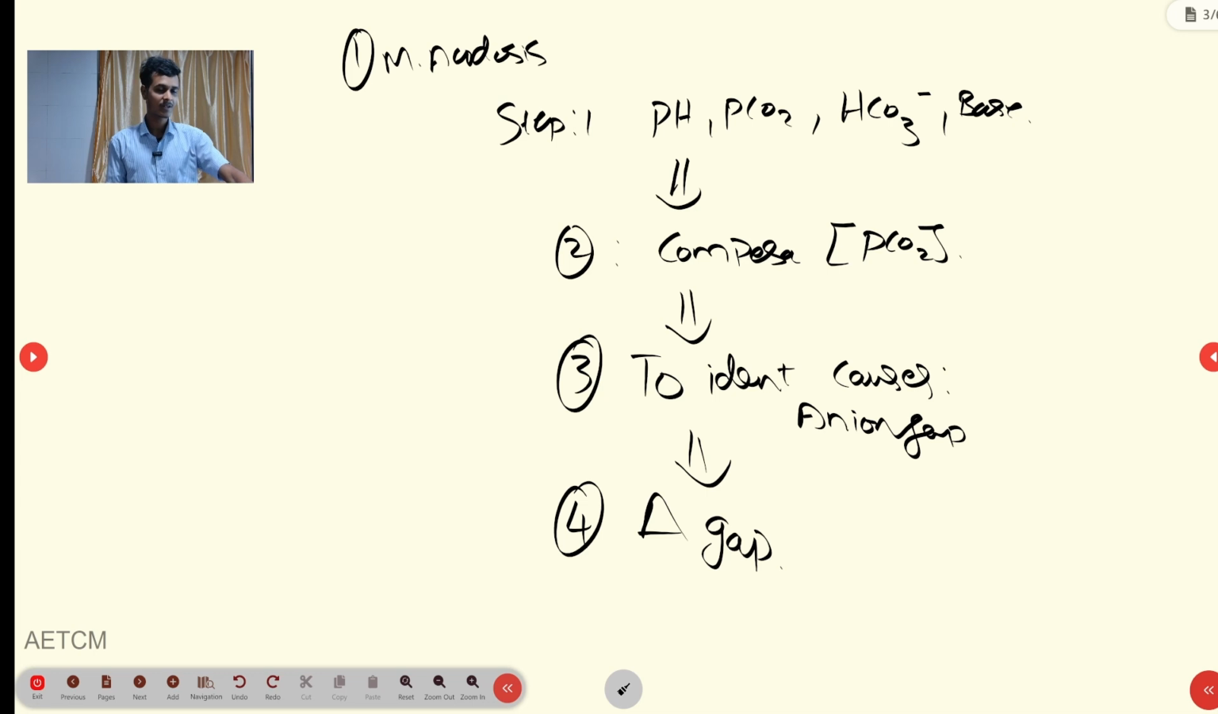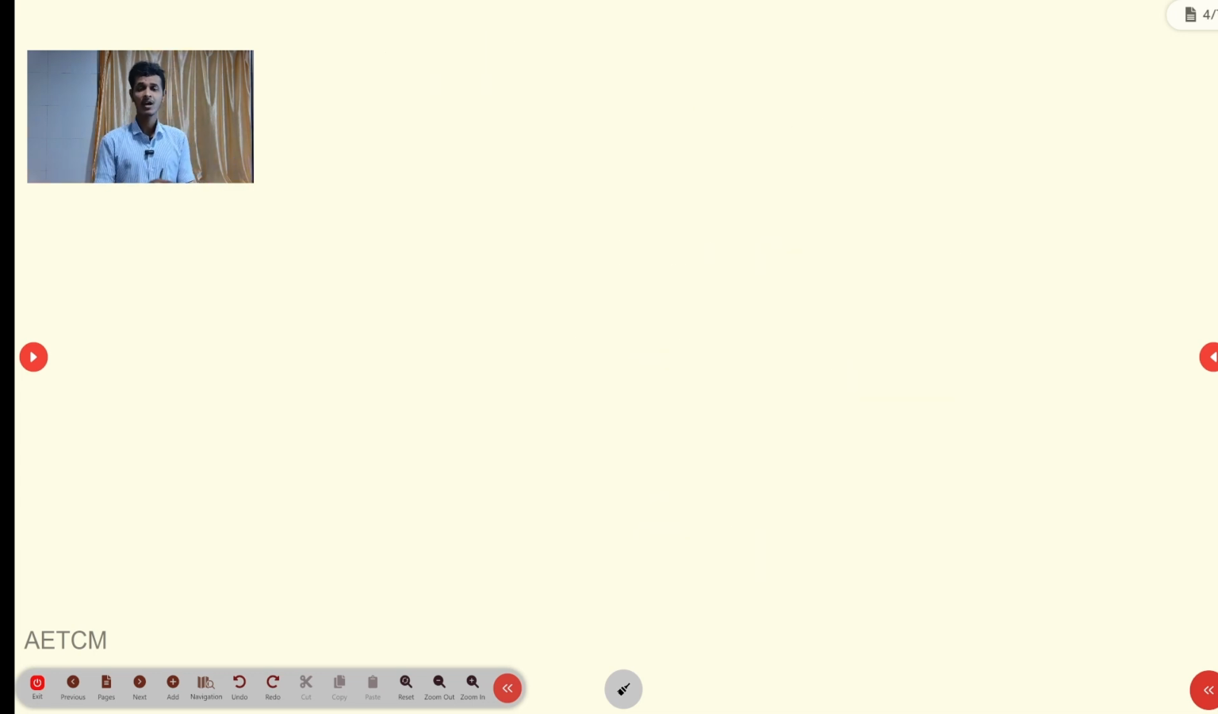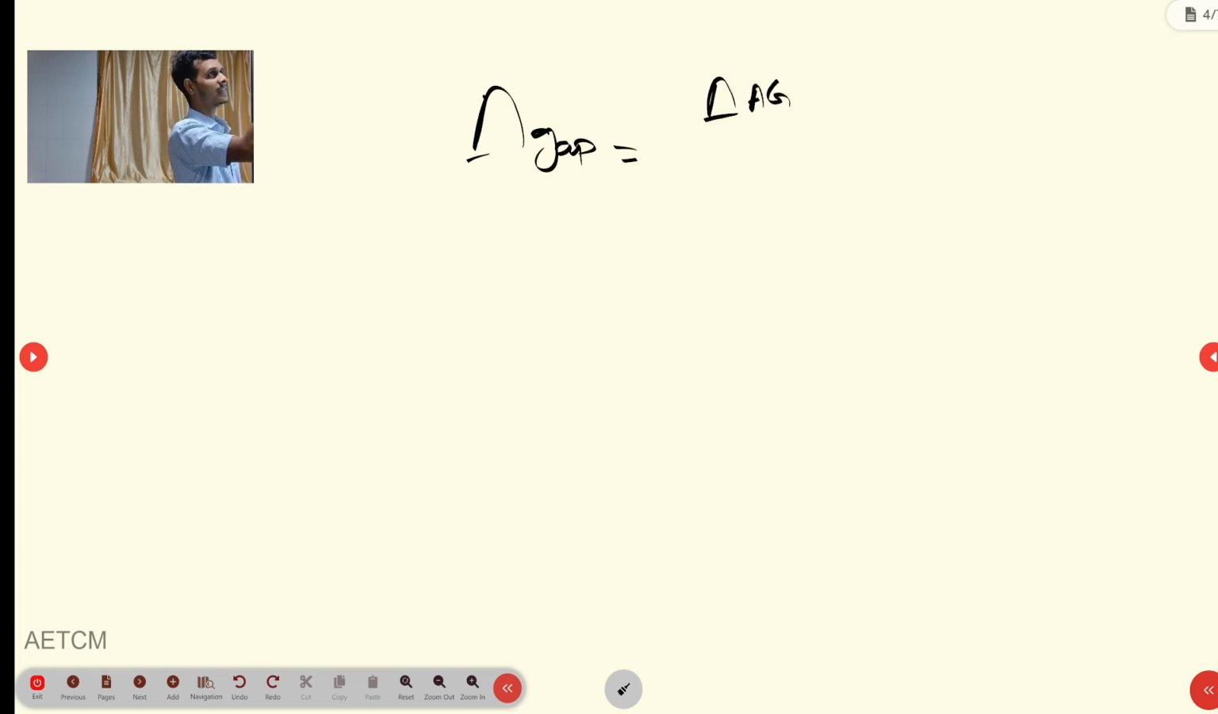Step 4 is we are going to calculate the delta gap. Why are we calculating the delta gap? To rule out a mixed alkalosis, whether it is there or not. So how do we calculate it? You calculate the delta anion gap divided by delta HCO3, the bicarbonate level. Delta, in the sense, is the difference between two things.